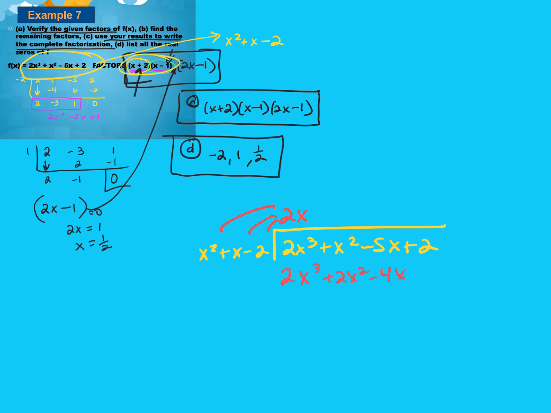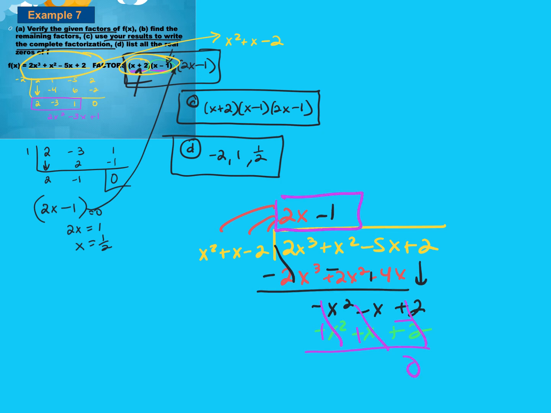Change my signs, cancels, negative 1. Change my signs, cancels, cancels, cancels, and there's my last factor. So completely up to you how you choose to do this.